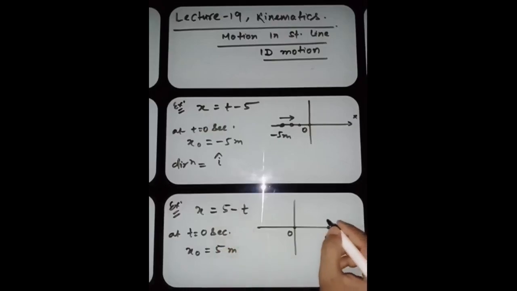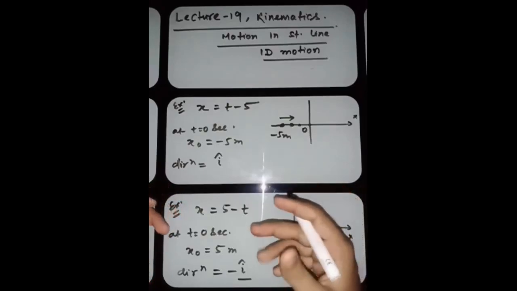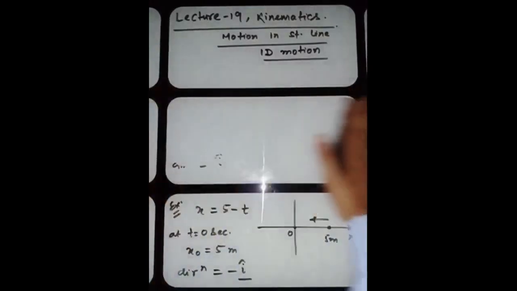It means it is moving towards which direction? Yes, the negative of the x-axis. So the magnitude, that is the position, is 5 meters when time was 0, and the direction of motion is the negative of the x-axis, that is minus i cap we can put. Okay, I hope you understand how to find the position and direction of motion. In this way we will use a number of questions to find the direction. Okay, one homework from this section also.